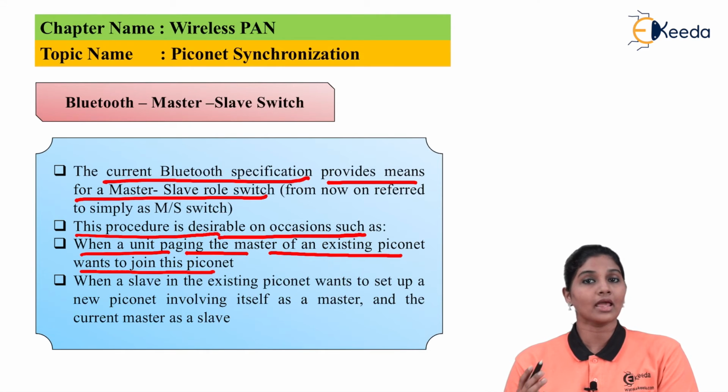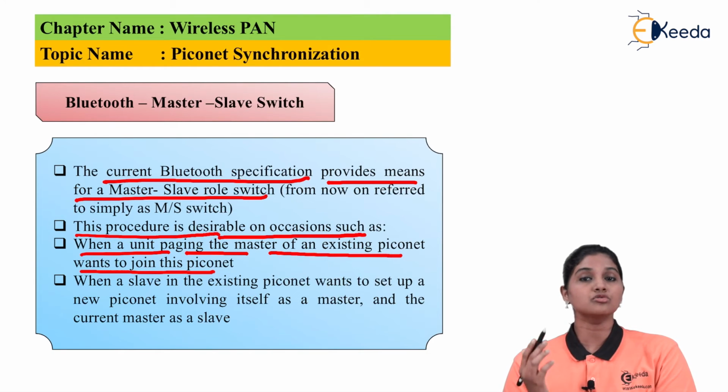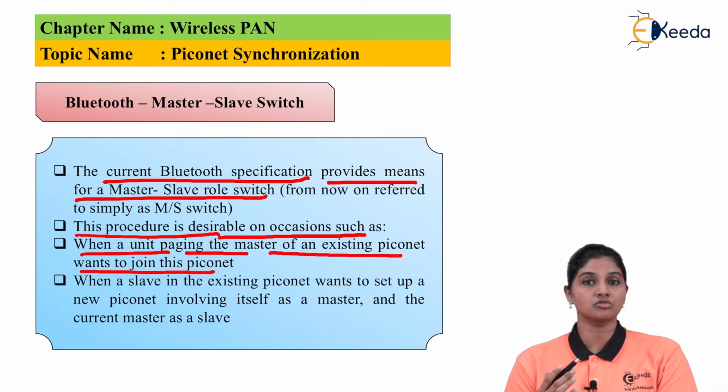When it wants to take active participation in the communication, it requires permission from the master, or it requires swapping with one of the active slaves so that it can be a part of that particular Piconet. So in that case, the master slave switch operation occurs.